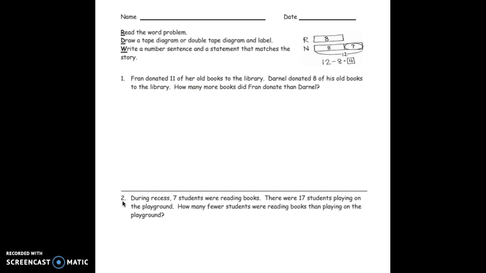Use a tape diagram or double tape diagram that's labeled to help you solve the problem. Don't forget to write a number sentence and a statement also to match the problem. Push pause now if you would like to stop it while you work to solve the problem.